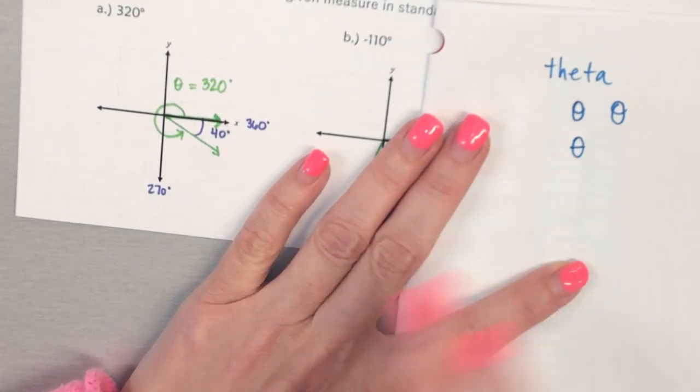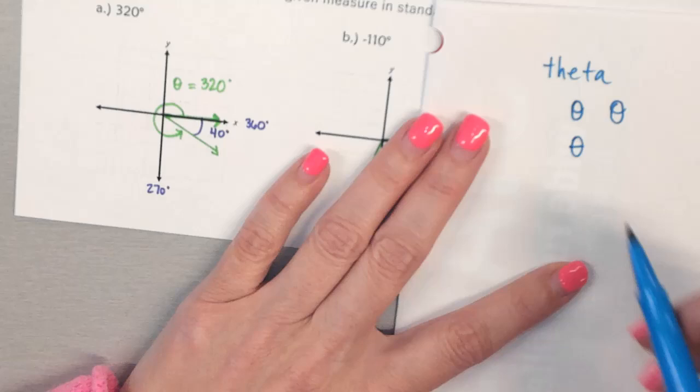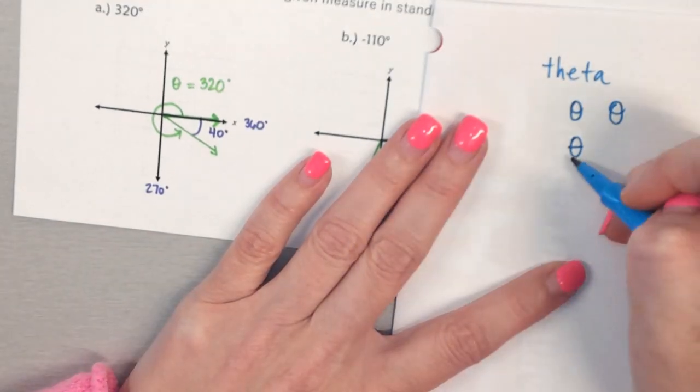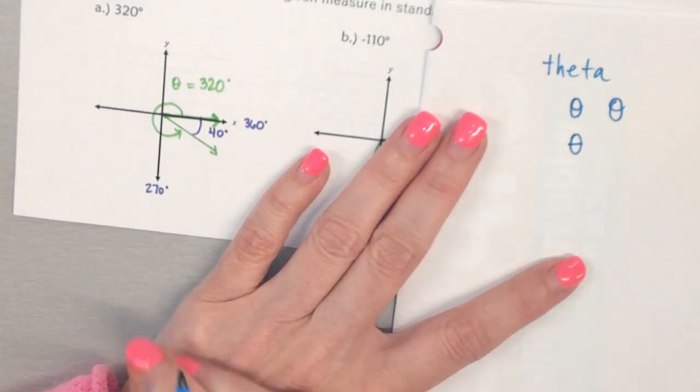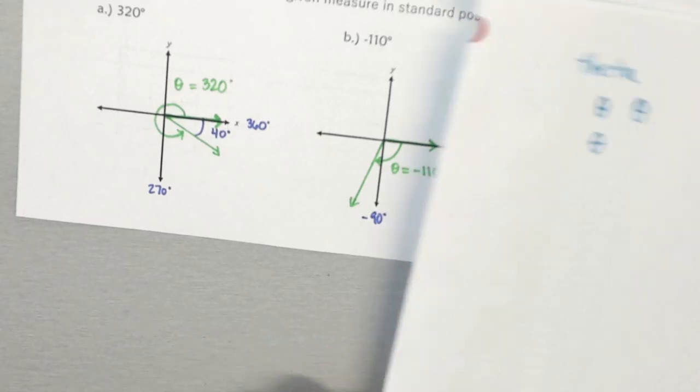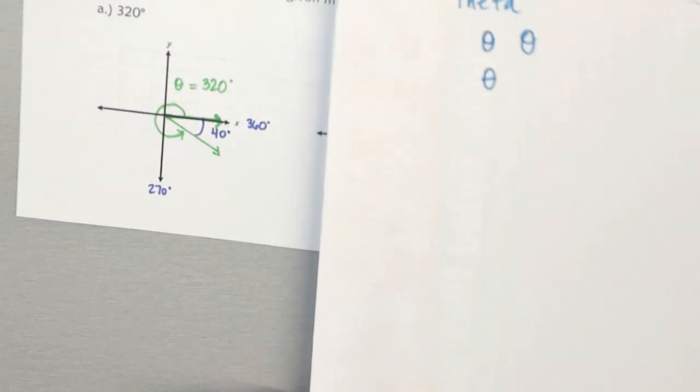Okay, so when you're making your theta, just do your best. Again, either a 0 with a line, or if you want to do, I call it my fancy theta, you can do that as well.